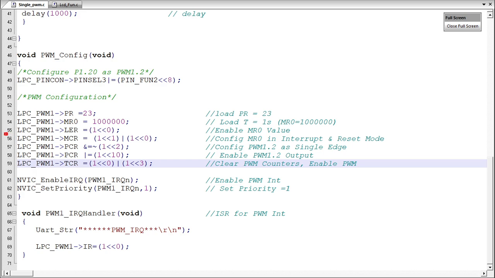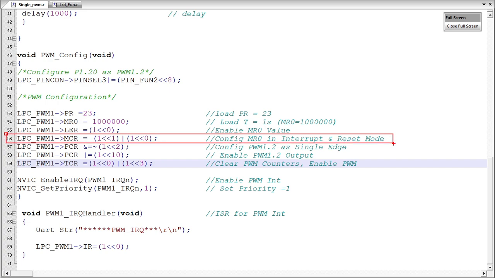Line number 56. Here you can see, line number 56 talks about configuring MR0 in an interrupt and reset mode. Right? So in the previous regular PWM programming, we enabled only the reset mode, nothing but repeat mode. But today, we are also enabling bit number 0 of your MR0, indicating that we are going to enable the interrupt, and also we are going for reset mode. So both configurations we have enabled.